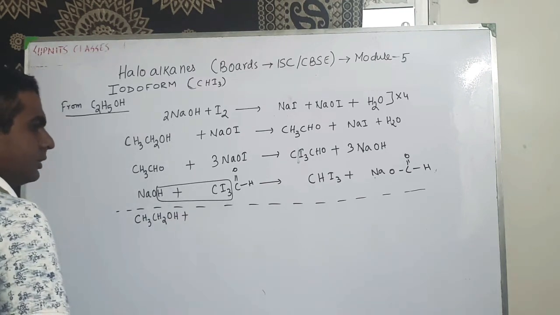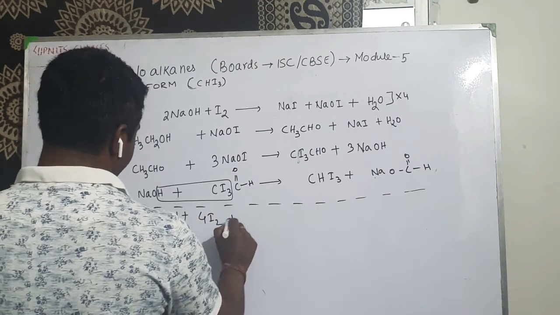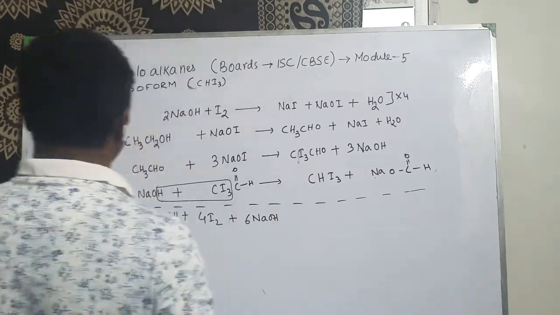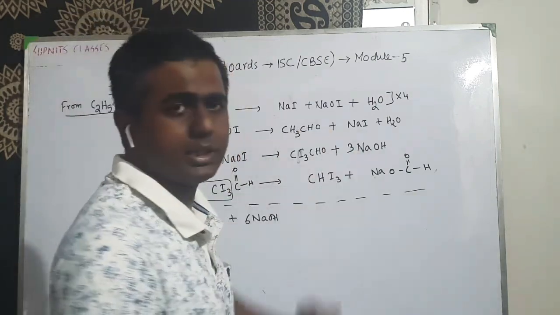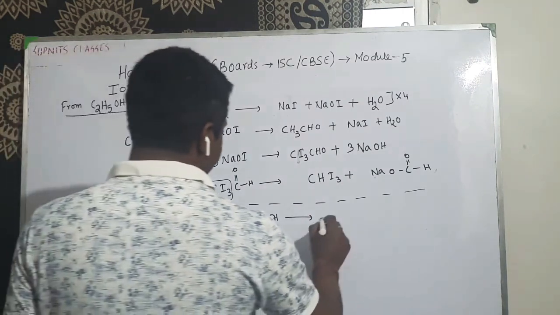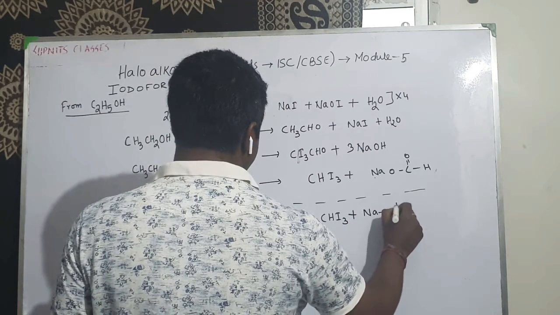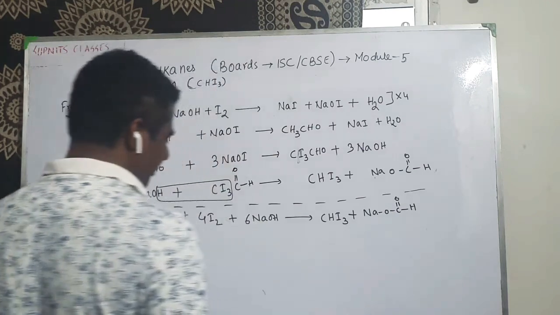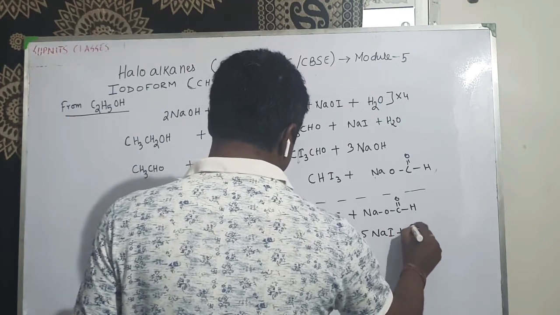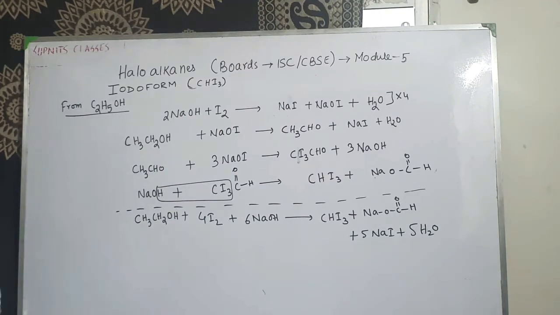Now at the end of the day, obviously you have to add, our favorite addition method, CH3CH2OH plus 4 I2 plus 6 NaOH, because here there is 8 NaOH plus 1, 9 NaOH minus 3, 6 NaOH, and that will give you CHI3 plus sodium formate, HCOONa, plus 5 NaI plus 5 H2O. Clear? So this is it.